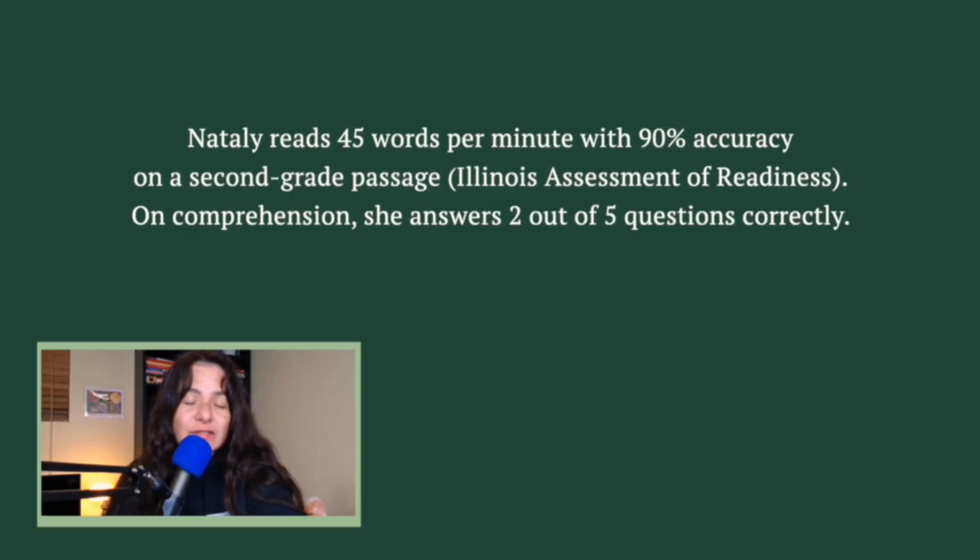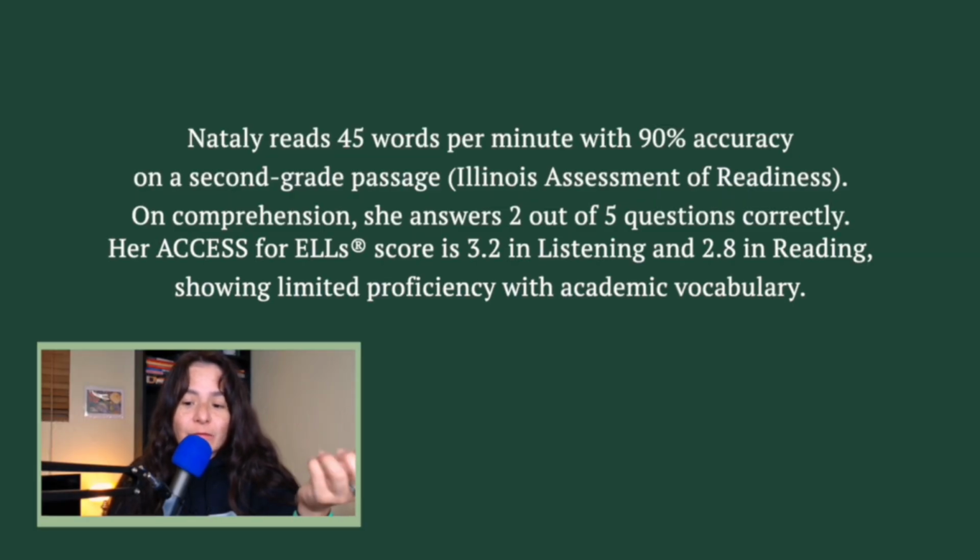This student, for example, I made her an English learner, so we have ACCESS here in Illinois. The students that are English learners, they take a test called the ACCESS test. So her ACCESS for ELLs score is 3.2 in listening and 2.8 in reading, showing limited proficiency with academic vocabulary. Do you see the difference?